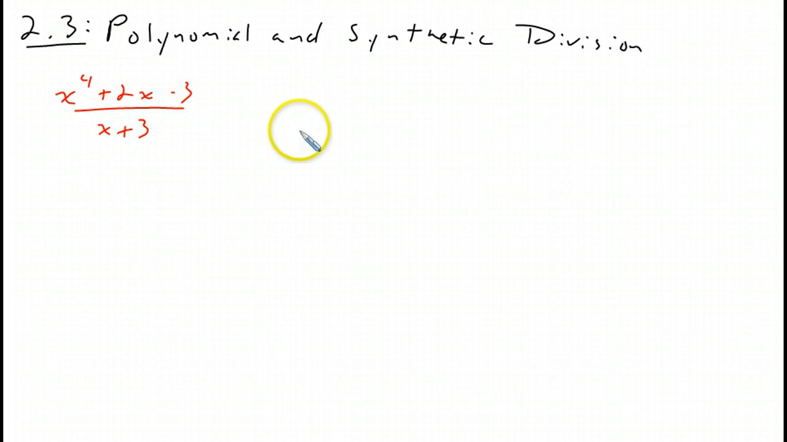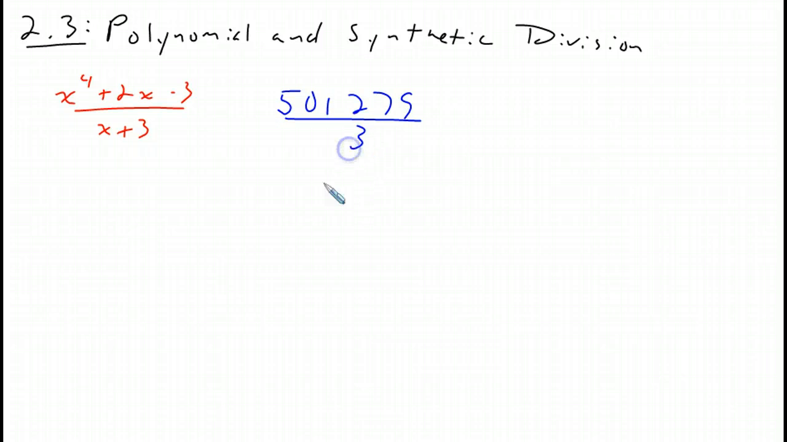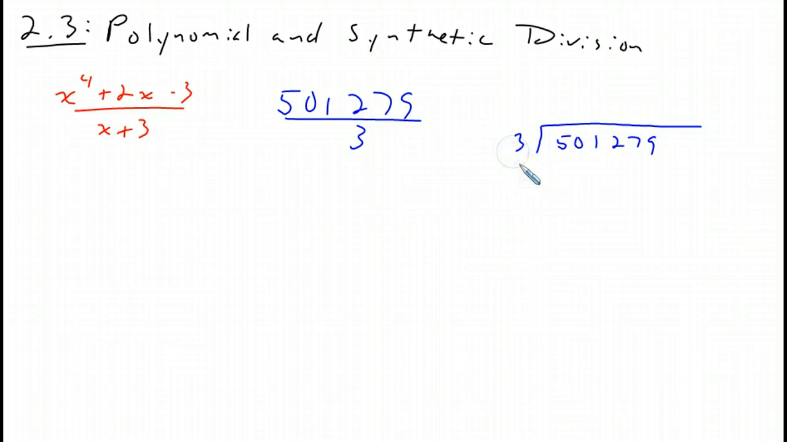So with division, if we think about long division, say I want to do a really big problem, 501,279, and say I'm going to divide it by 3. Well, if I want to do it by long division, on the inside would go the 501,279, and on the outside I would have 3.